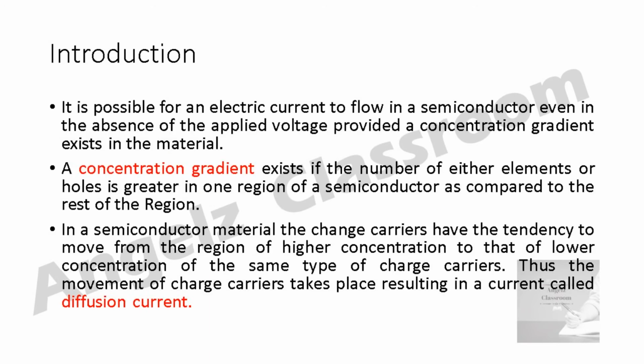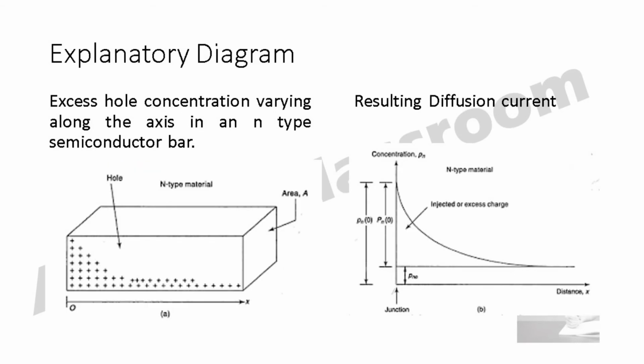Diffusion current means, in a semiconductor material, the charge carriers have the tendency to move from the region of higher concentration to that of lower concentration, and that is called the concentration gradient. Thus the movement of charge carriers takes place resulting in a current, which is called diffusion current.